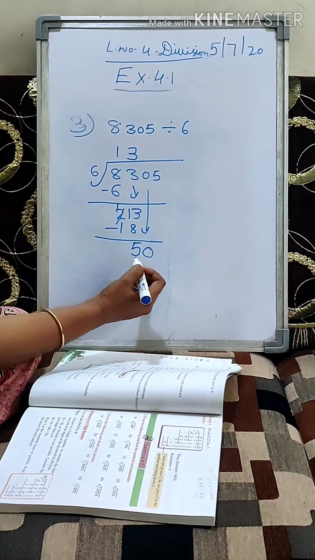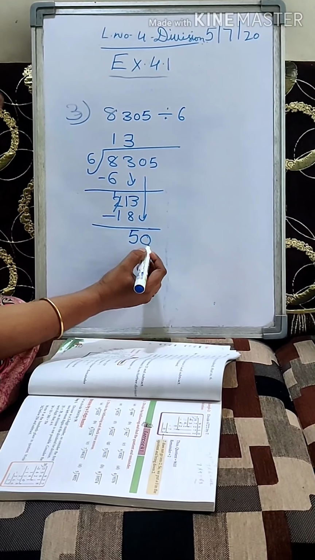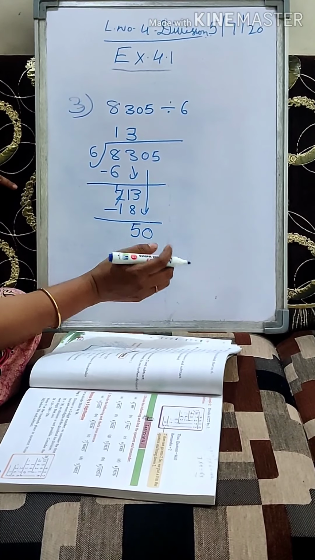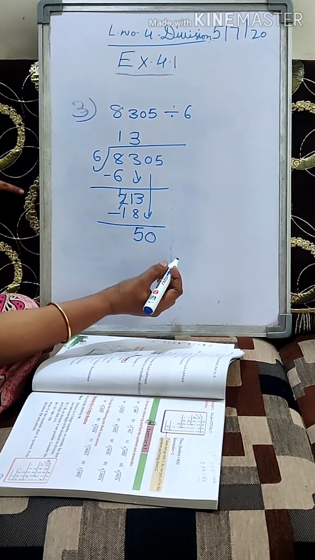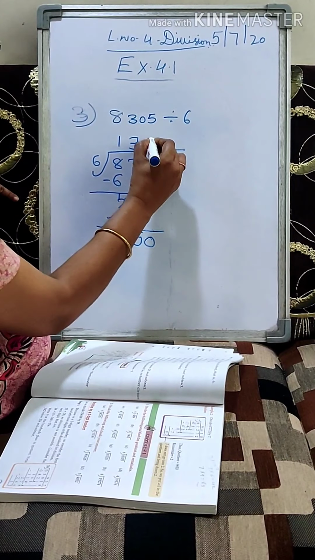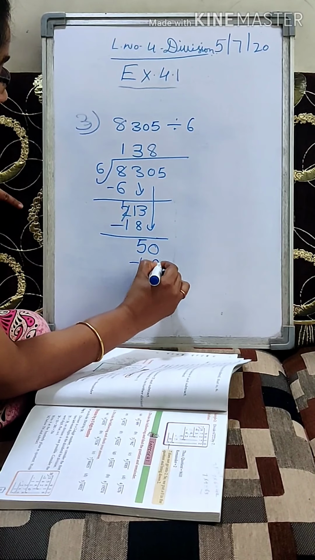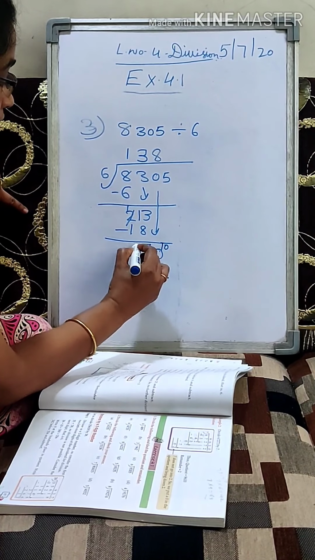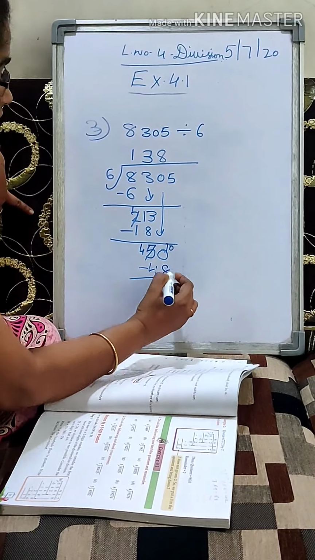Now we should see how many 6 are there in 15. Again you say the tables. 6 1s are 6, 6 2s are 12, 6 3s are 18, 6 4s are 24, 6 5s are 30, 6 6s are 36, 6 7s are 42 and 6 8s are 48. We will take 6 8s are 48, write 8 at the quotient place and 48 below 50. Subtract it. Here 0 becomes 10, then 4. 10 minus 8, 2.